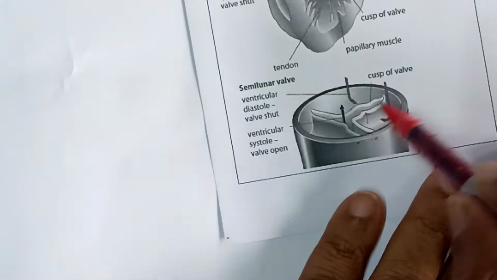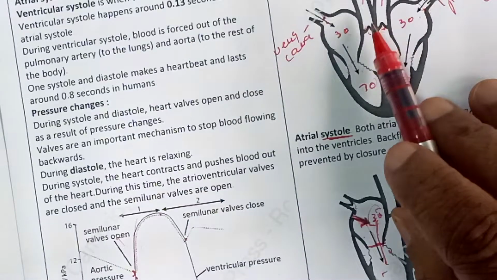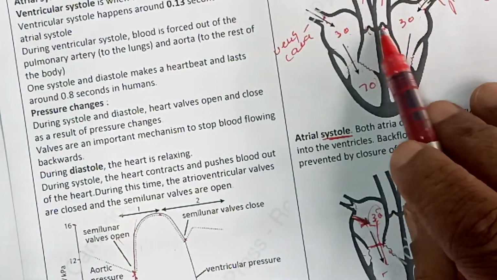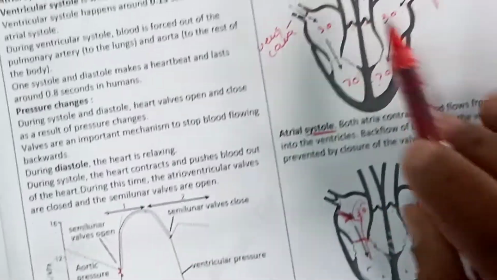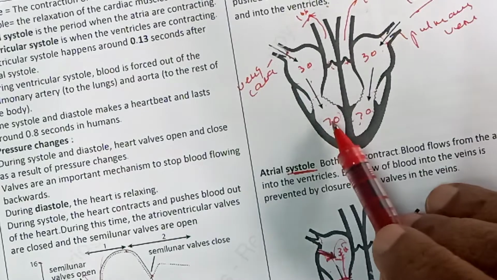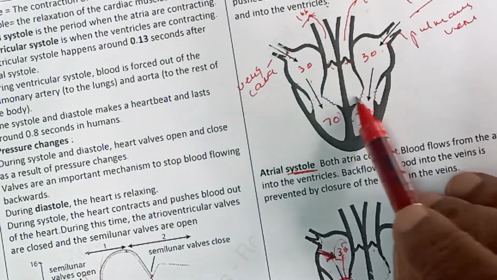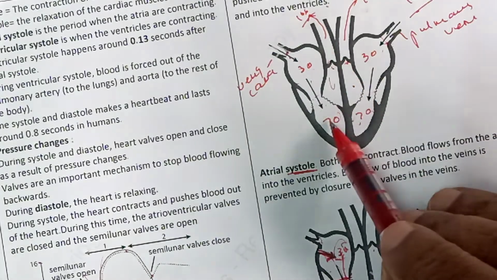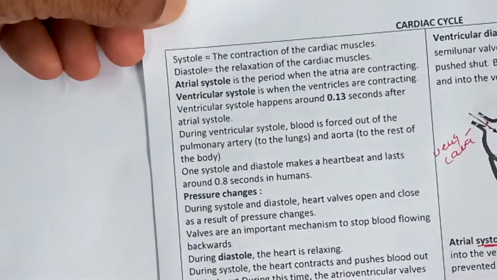Okay, and here we don't have this tendon, because this is only a semilunar valve that prevents backflow of blood. In fact, all valves prevent backflow. This valve prevents backflow of blood, and this valve prevents backflow of blood in that direction, and this in that direction. So these are notes that I have written from your textbook.